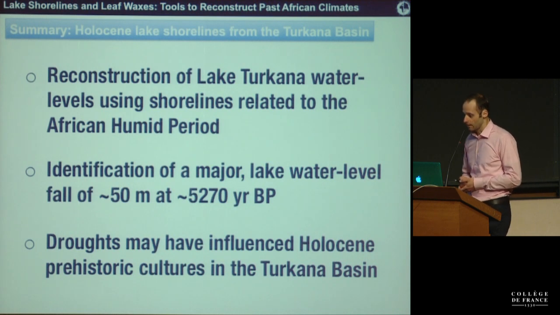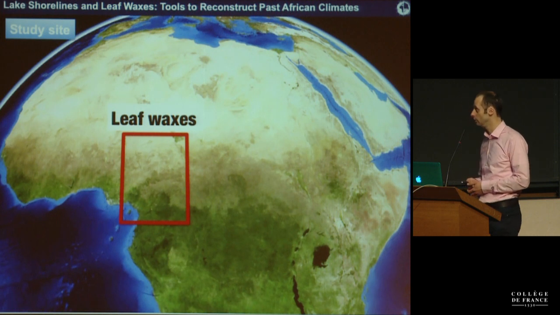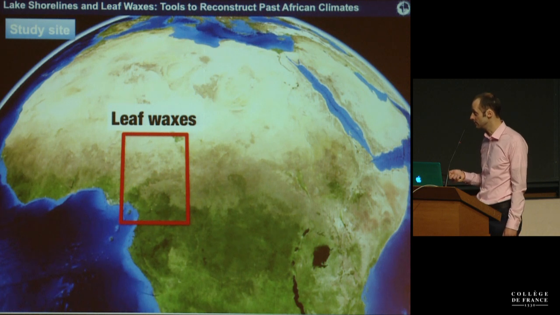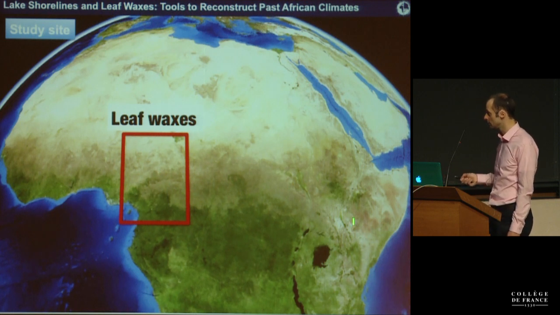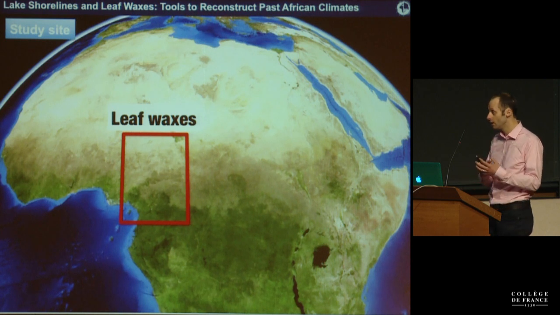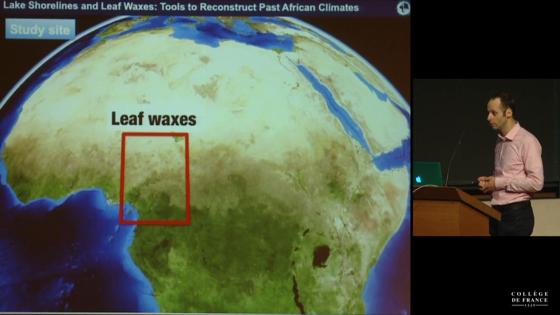So, in fact, now I will show you some new data about this proxy, which is the hydrogen isotopic composition of the leaf waxes in Cameroon. So now we are moving from East Africa to Central Africa, and we are shifting from the geomorphic scale of the shoreline to the molecular scale of the leaf wax.